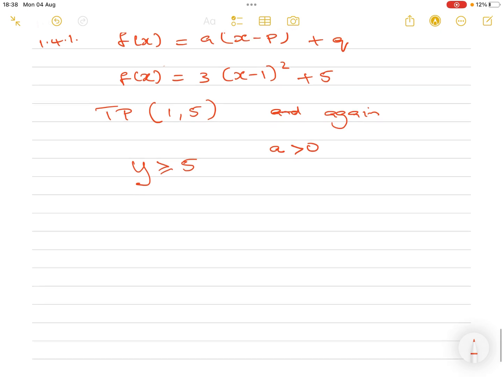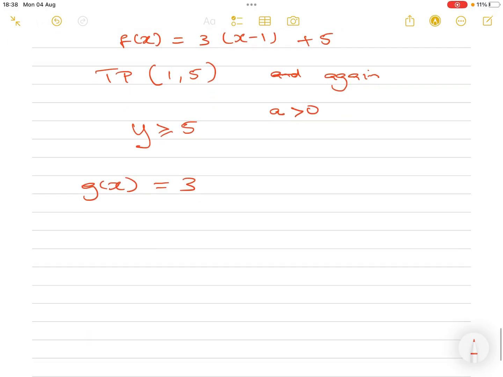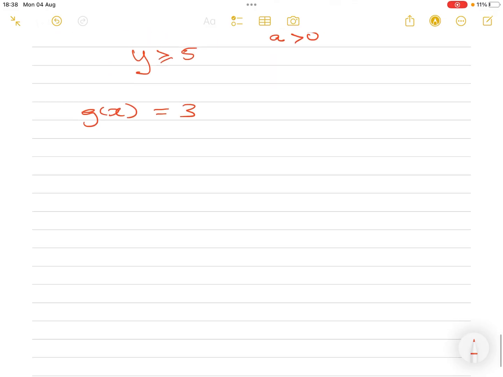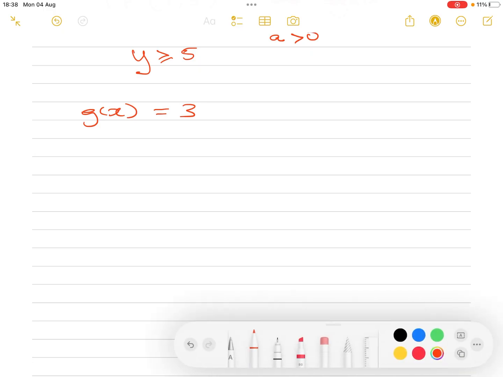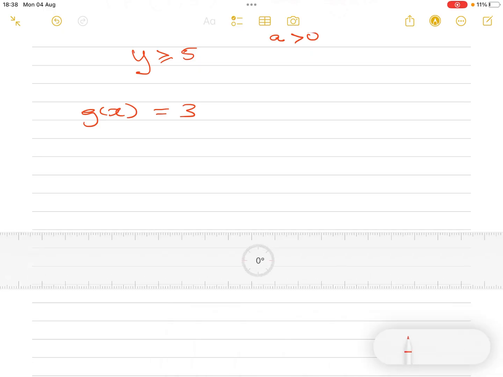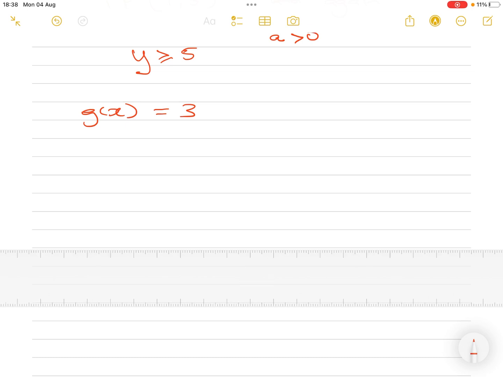And in this case, you have g of x, which is equal to 3. So if you look here carefully, the graph of f of x only caters for values starting from 5 upward. Not for 3. 3 is below 5. So your graph will look like this. I want you to visualize whatever we will be discussing here. Okay, so look carefully here.